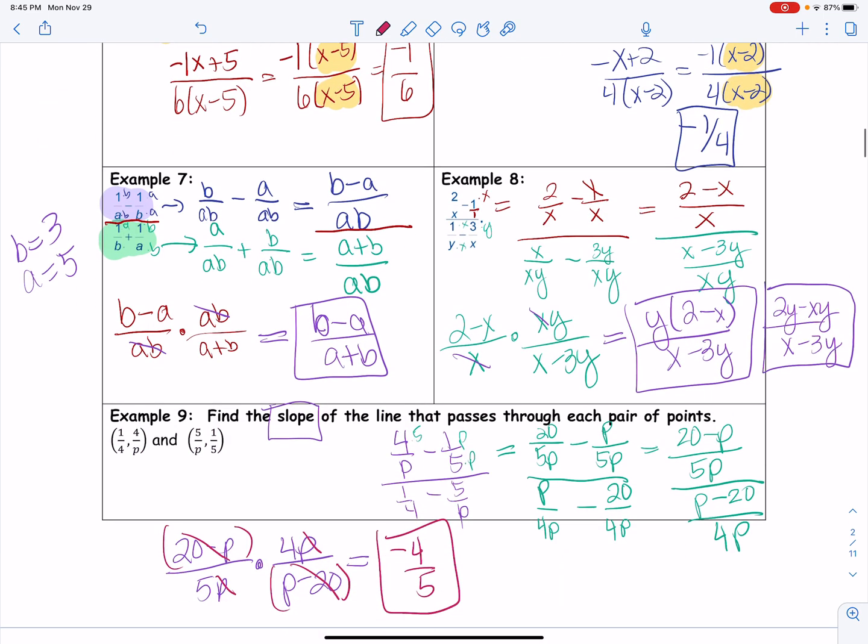Okay, so again, I would strongly suggest working through these. Make sure you take a look at the Delta Math and stuff because I am not going to spend a lot of time on reviewing this when I get back. We're just going to learn how to graph these.